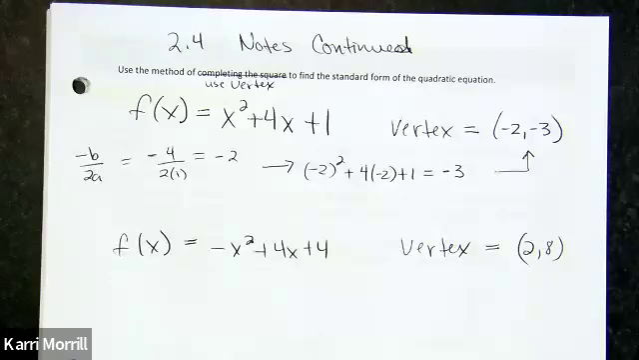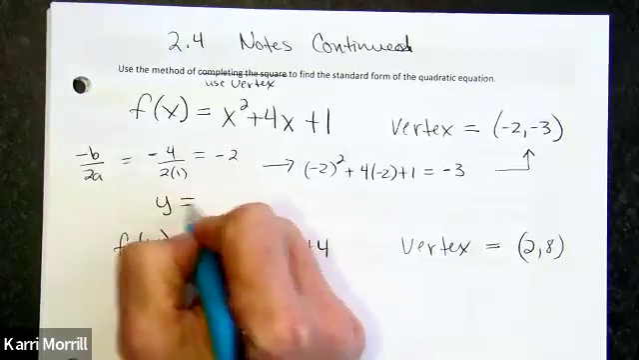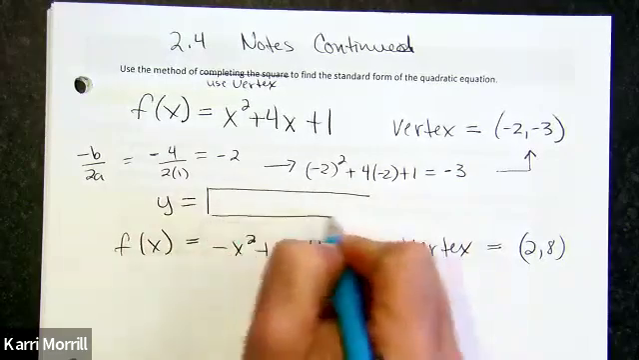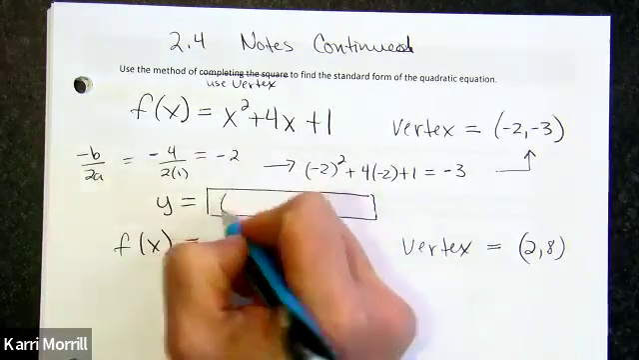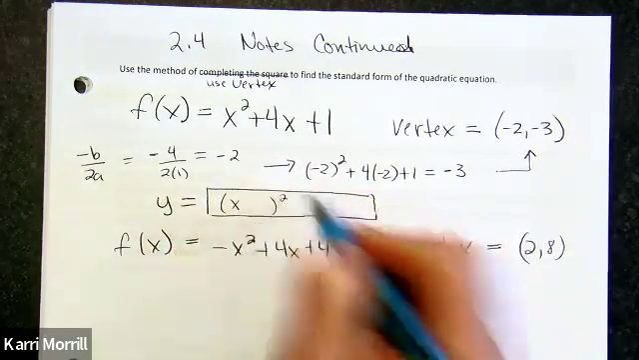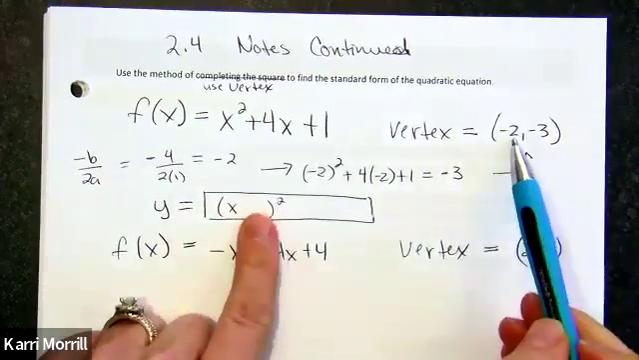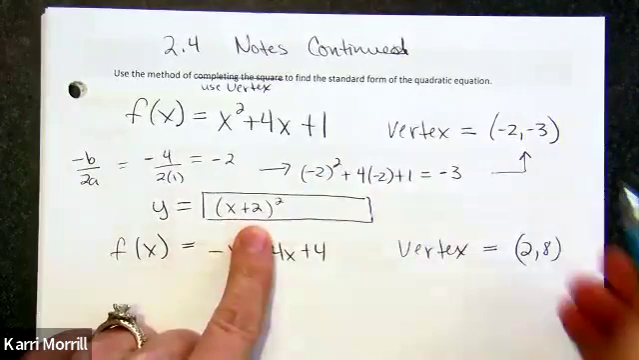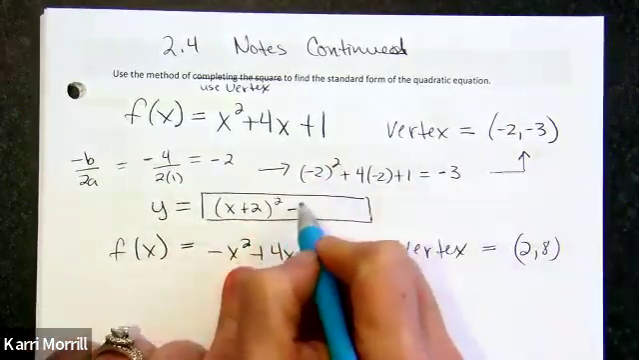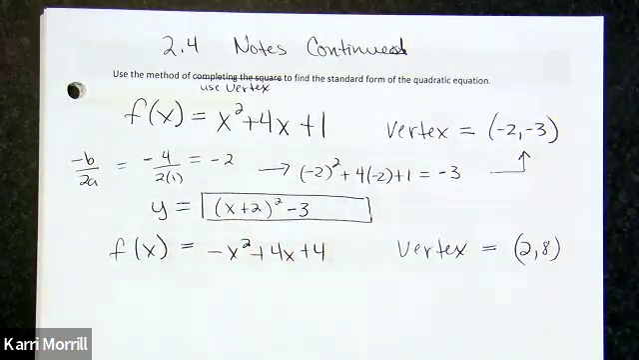When they tell you to put it in standard form, they'll have a y equals in a box. You just go the exact opposite of what you learned on how to pull it out of the equation. So you always have an x binomial squared, and we use the opposite sign when we pulled it out, so it'd have to be a positive 2. And then we use the same sign of our y value, a negative 3.